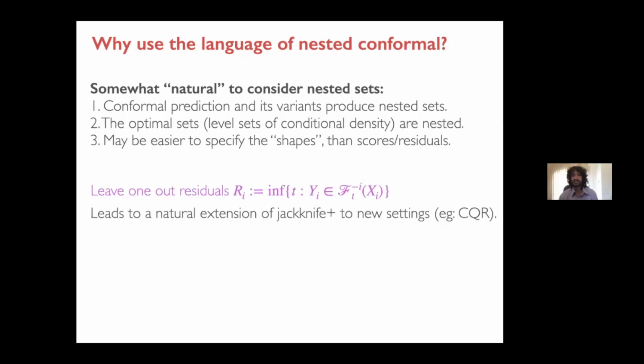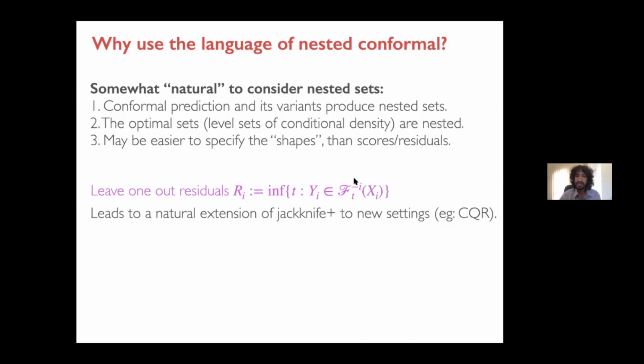Now, the reason we like it is because it's very easy to define leave one out residuals. So for a general class, rather than the usual standard residuals, we define R_i as the smallest t such that y_i lies in this nested set at level t of x_i. Okay, so we'll find the smallest t for which that holds, and that's going to be called the leave one out residual. So where we used f minus i, which means to form that sequence of nested sets, I left out point i to form them, and then once you define the residuals in this way, it leads to a natural extension of Jackknife to new settings, for example, using the quantile regression and so on.